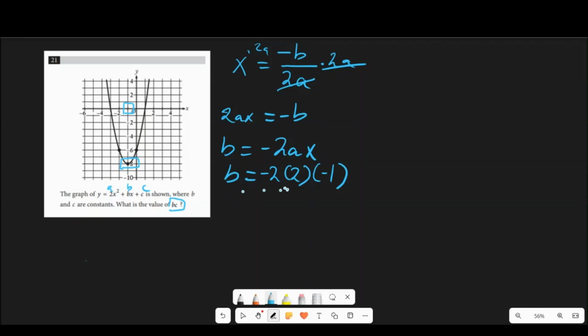In any case, we can just simplify this now. The minus and minus is going to give us a positive 1. We don't really care about that. So that's going to be positive 4. So b is equal to positive 4. Great. Now we have one of the coefficients for this equation, and we just have to solve for c, and then we can figure out what bc is.